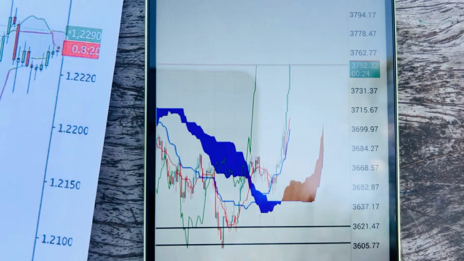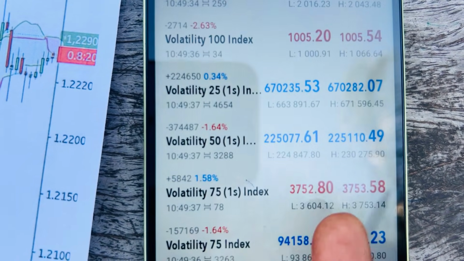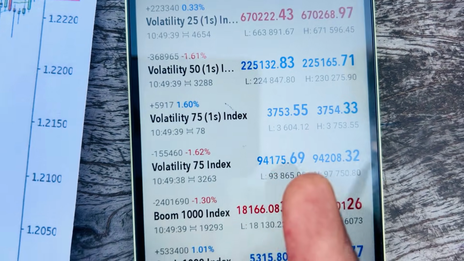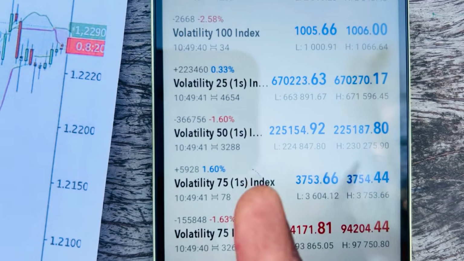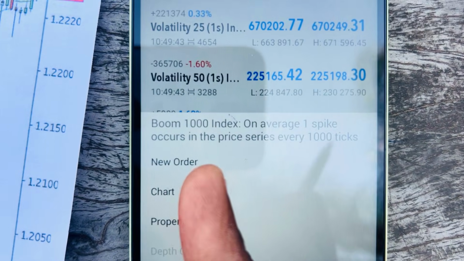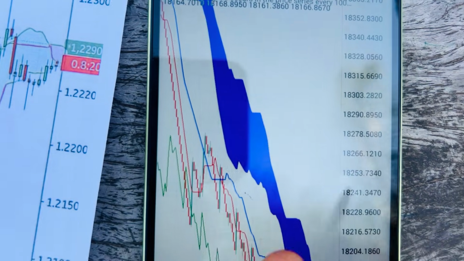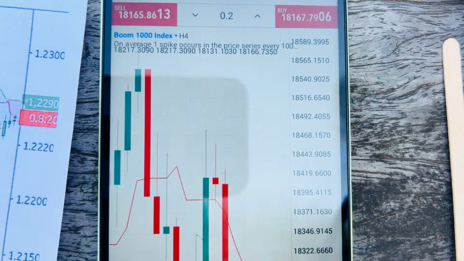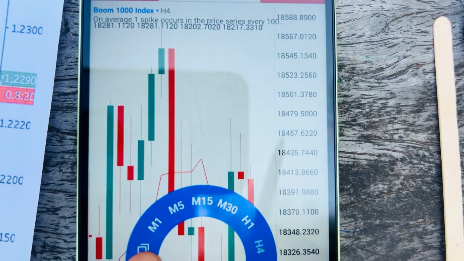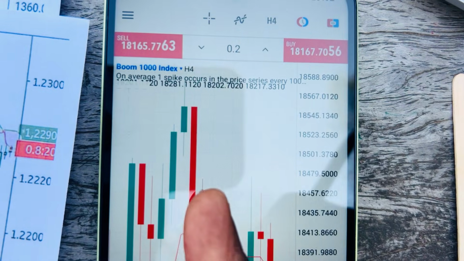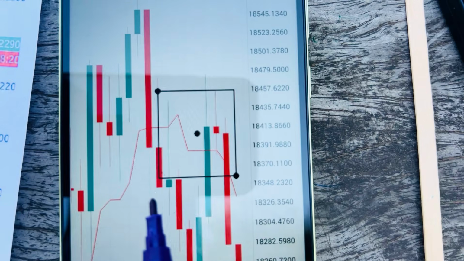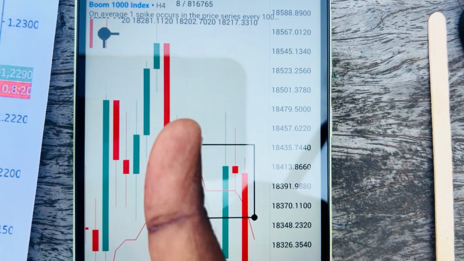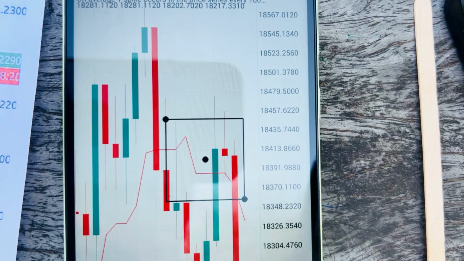Now let's look for another asset, and let's take for this case, let's look at the boom. Right, let's go to chart and let's zoom out to 4 hours. Now let's zoom in, and we want to actually look at here, and we get our rectangle box just like that. We mark that area. This is our area of supply, and above this is our area of resistance.